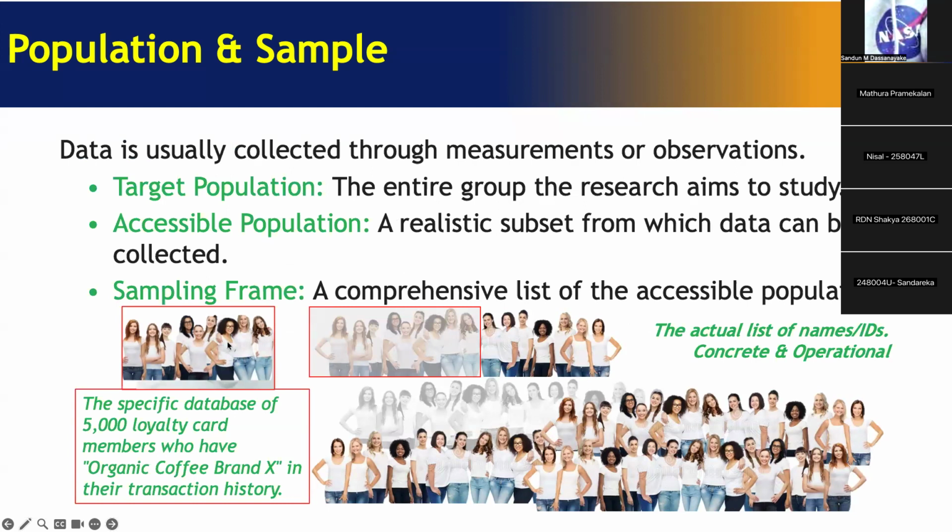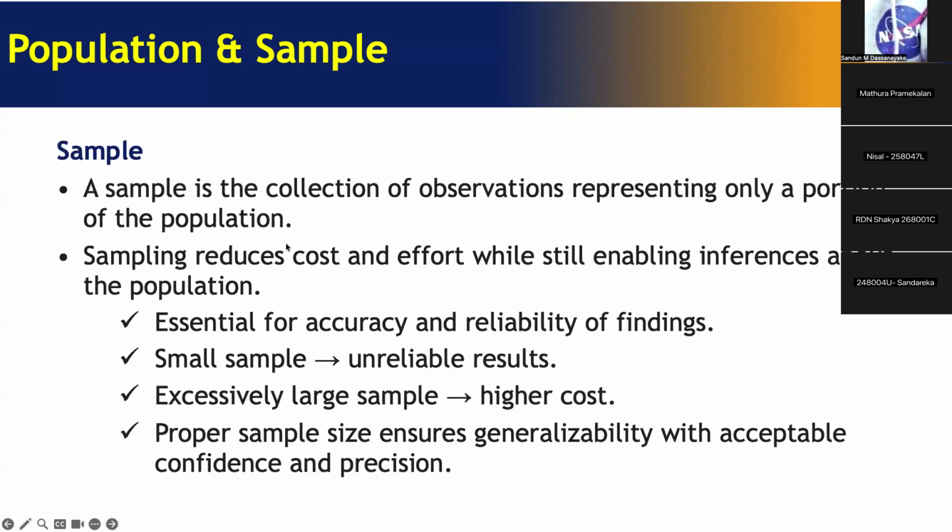You have to go everywhere. Not all will be happy to participate. That's also another issue. Not everyone would be happy to participate in your research. So sampling means reducing cost and effort while still enabling inferences about the population. So we do the sampling in the hope of inference. We want to infer about the population. That's why we do sampling in the first place.